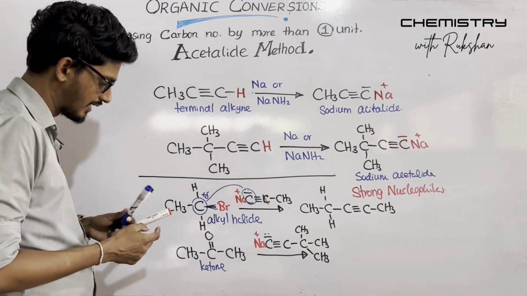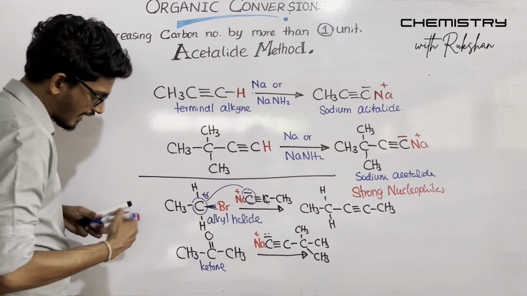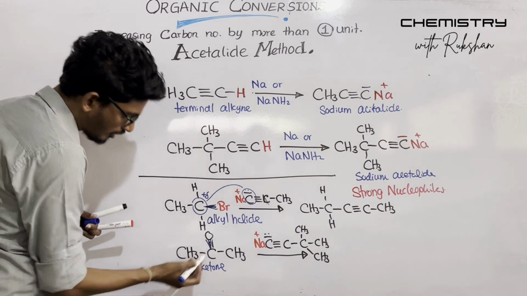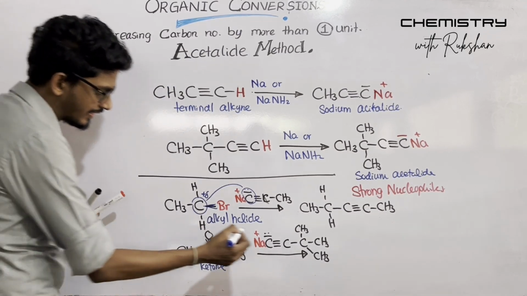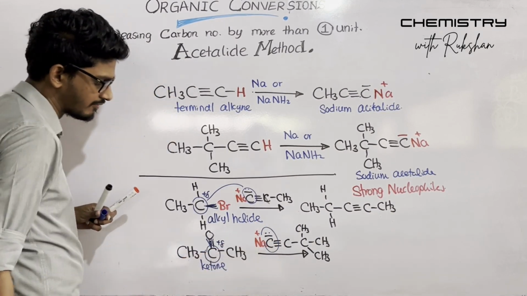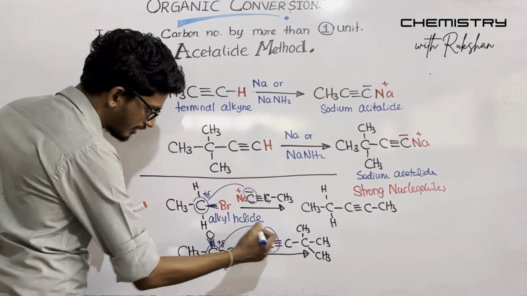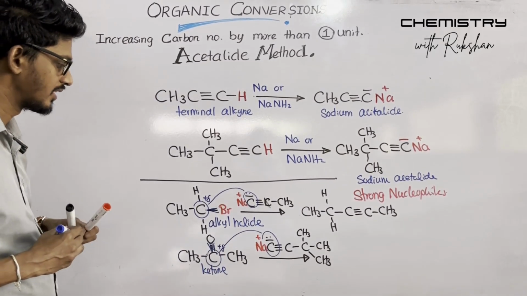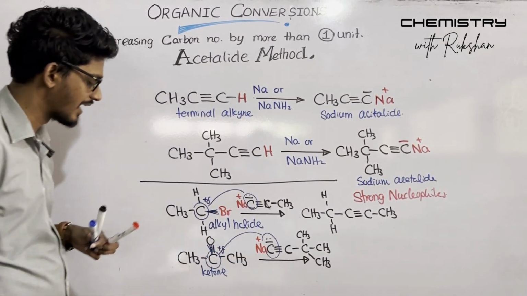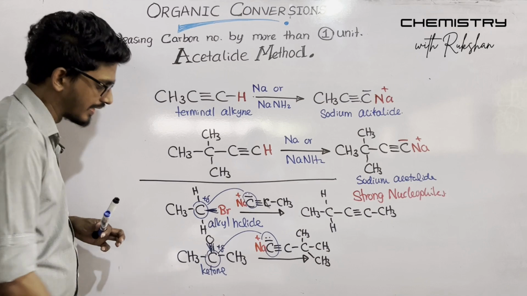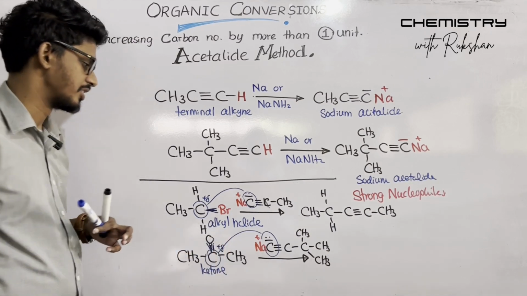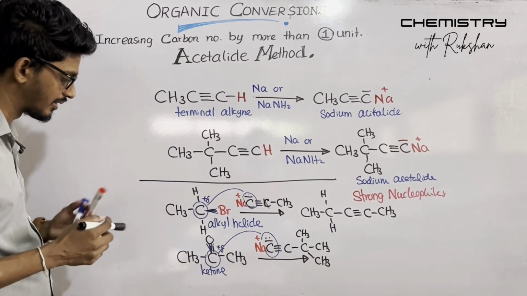What will happen? As we all know, this bond is polarized and this carbon is positively charged. So the negatively charged carbon in your acetylide will connect with this positively charged carbon. These two get connected, the pi bond is the one that breaks, and sodium connects to oxygen. Let's write the final product.